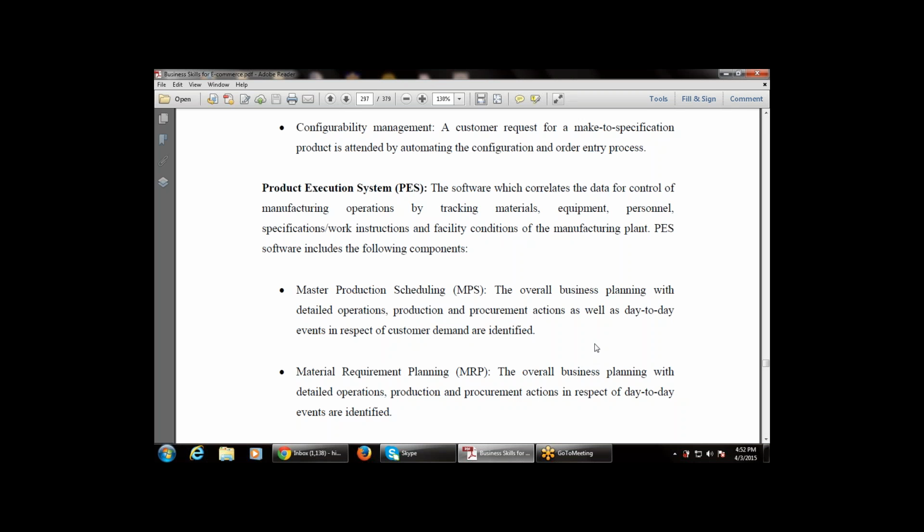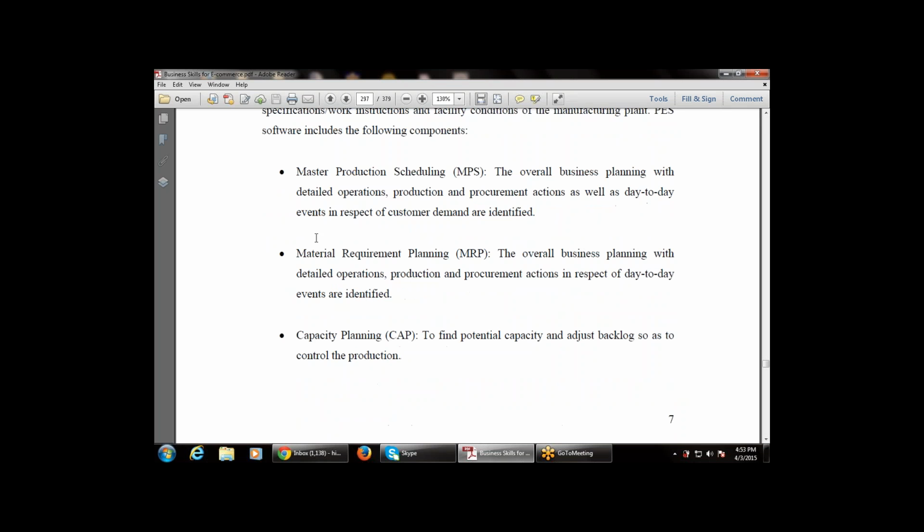Then MRP, the material requirement planning. Proper planning is made for the development process and the procurement process used in day-to-day business events. Then CAP, capacity planning, to find the potential capacity and adjust backlog so as to control the production.